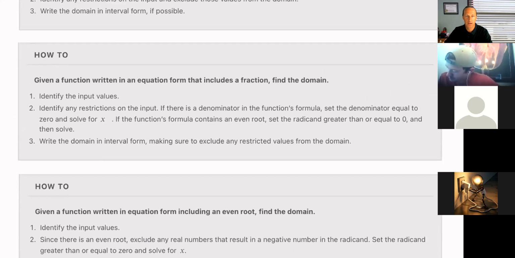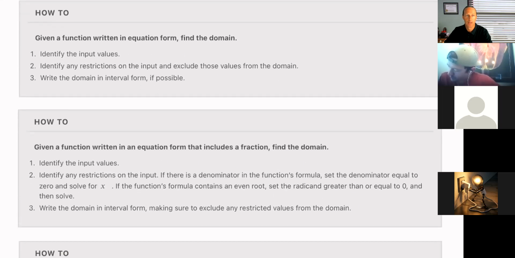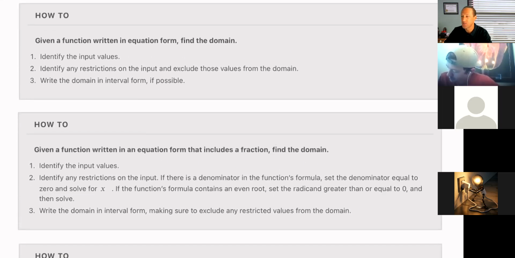And I'll just highlight it real quick before I run through it, but that's why I wanted to record these in case you guys want to pause and read through or write any of this stuff. But if it's written in equation form and they ask you to find the domain, you're just looking for all the input values. Okay, what we're going to look for, because there's an infinite amount of numbers, we're going to look for the things that don't work, the restrictions only.